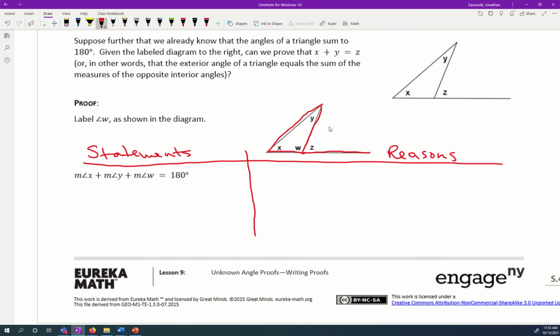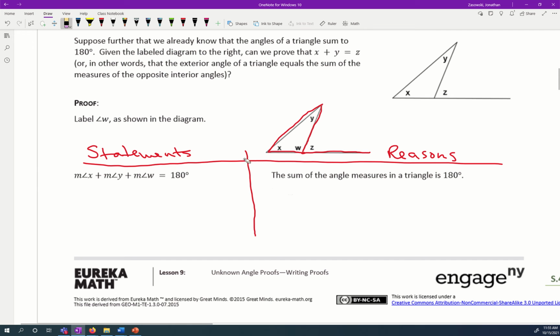So what do we know about these angles in the triangle? They add to 180, right? And so the reason they add to 180 is, just like if we were talking in class, we would just say the angles of a triangle add to 180. That's all you have to put down, okay? That's it. Now, besides that, what's going on when we extend this line?